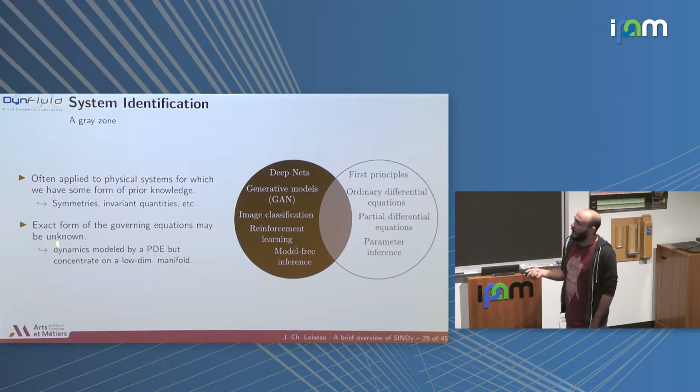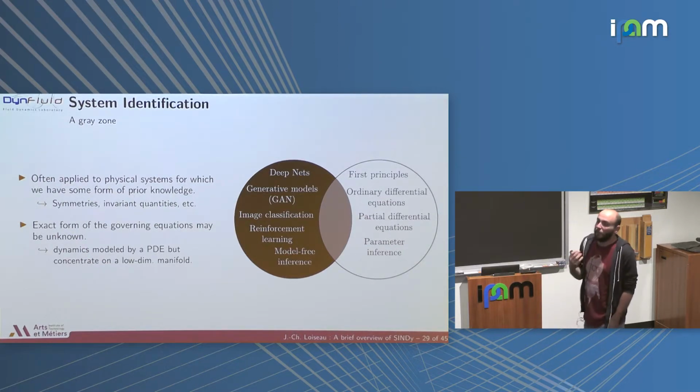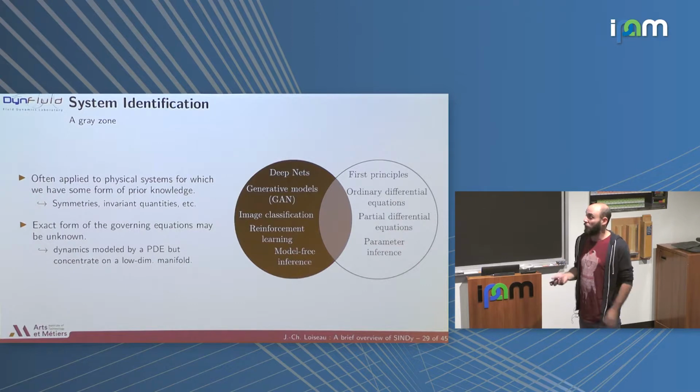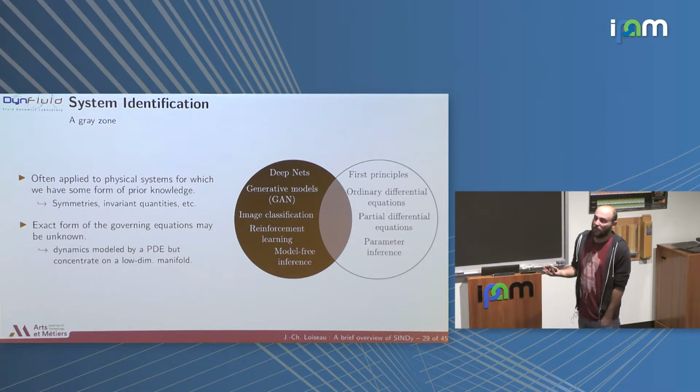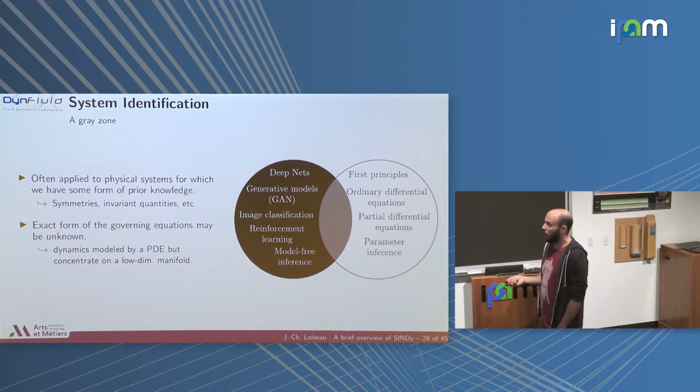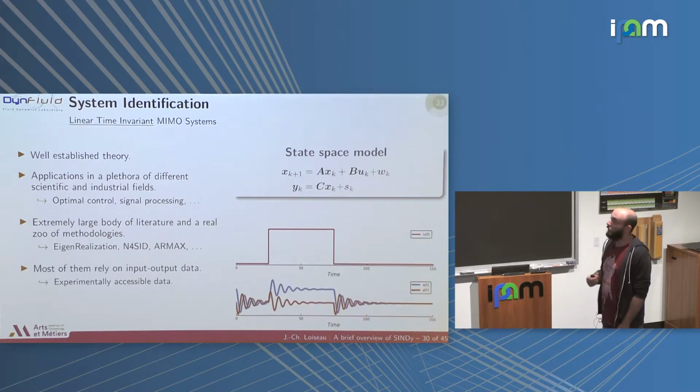And also, although the exact form of the governing equation may be unknown, right? That's the case we're in. We know it should look like Lorenz, but we're not entirely sure. Because the dynamics, we know they're actually modeled by a PDE in this infinite dimensional Navier-Stokes space, but it actually concentrates onto a low dimensional manifold, and we want the dynamics on this manifold for our purposes.